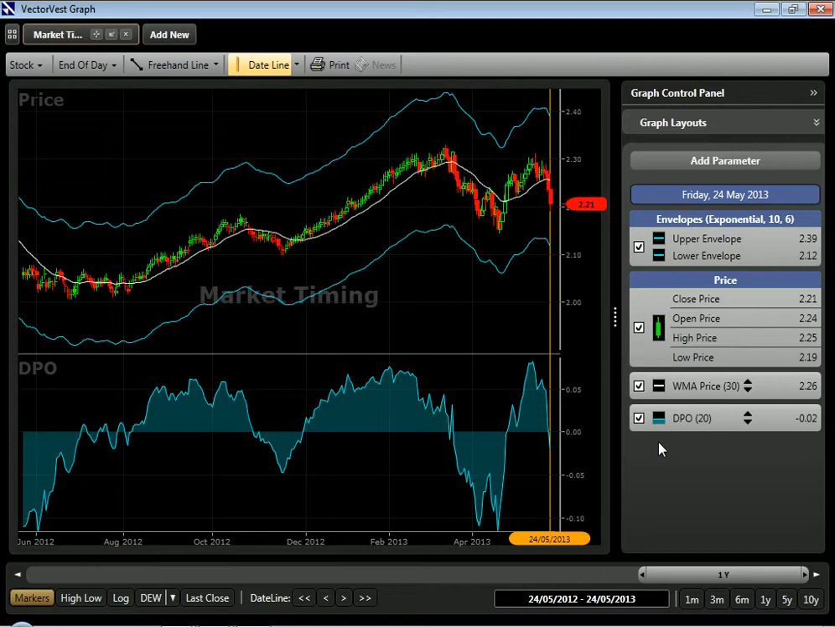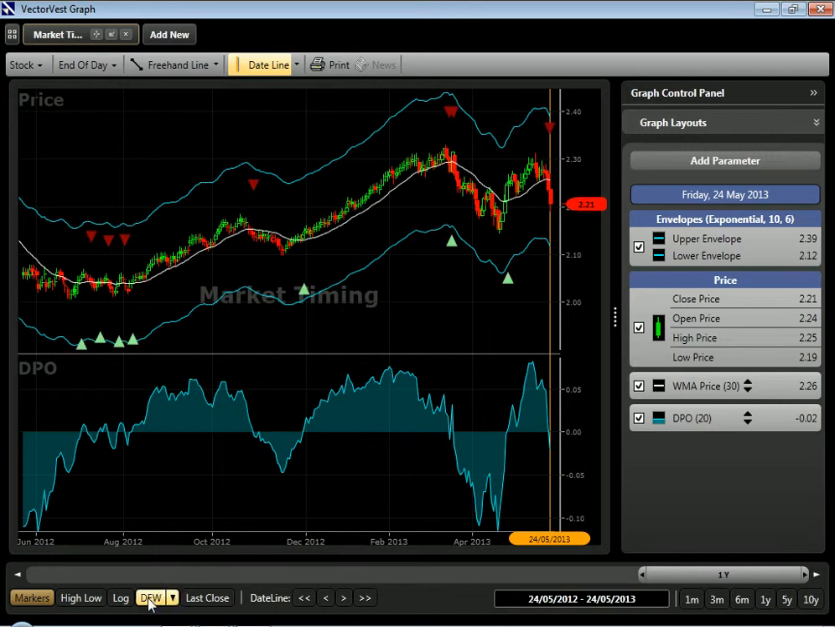A DEW up is signaled when the price of the VectorVest composite closes above the 30-day weighted moving average and the DPO closes above zero on the same day. And just the opposite for a down: the VVC would close lower than the 30-day and the DPO would be down below zero.